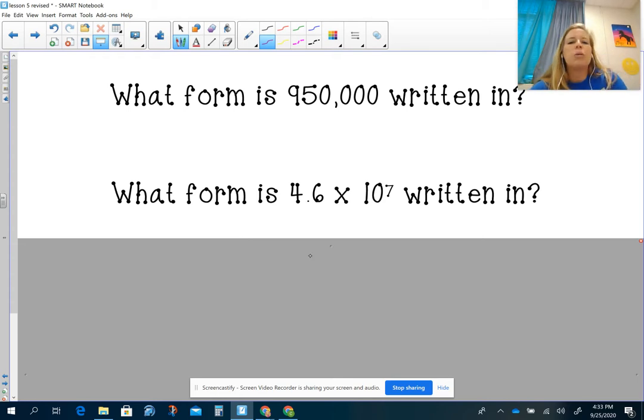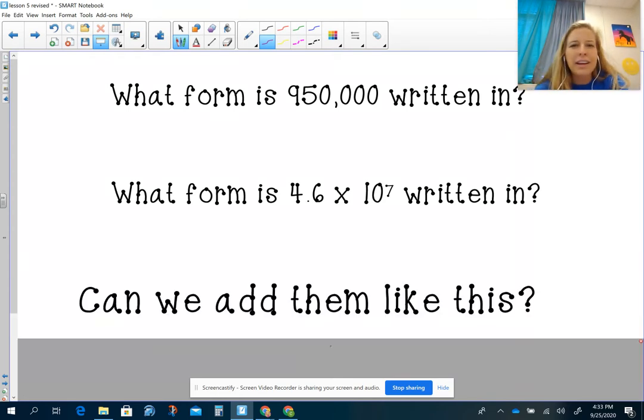So my next question: can I add them just like that? Some of you might have tried to add them like that, and you're wondering, is this even right? Well, I can't add them like that. They're two totally different things. It's almost like adding feet and then adding meters. Feet and meters are different. They're still measuring distance, but they're not written in the same form.